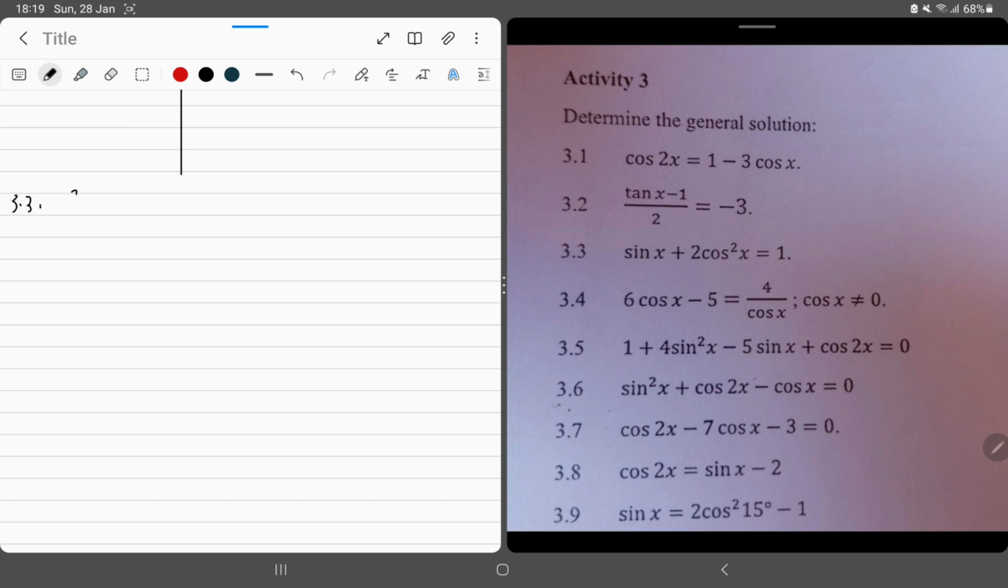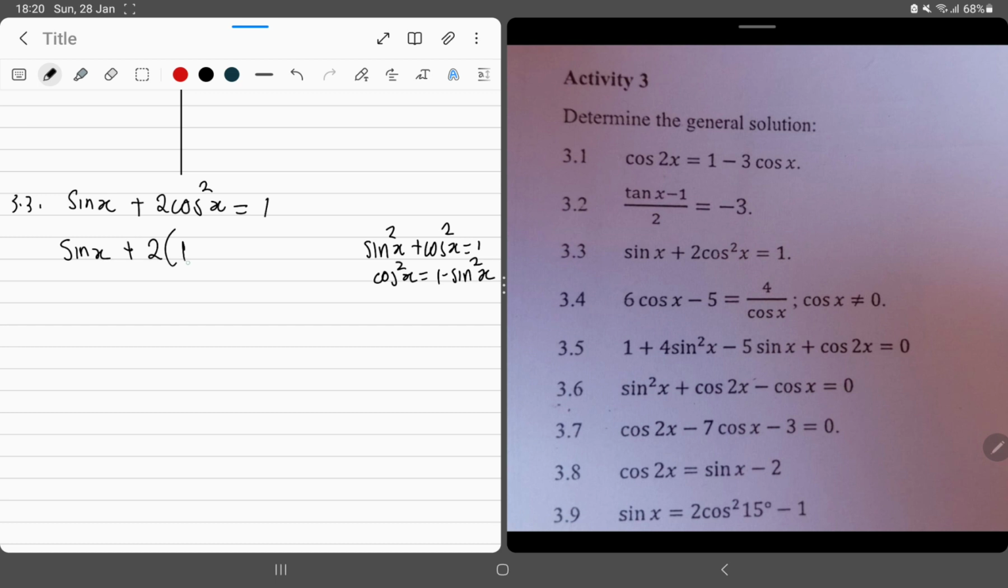3.3: sine of x plus 2 cos squared x is equal to 1. I have two different functions there, so I need to try and make them to be the same. That way I'll have a trinomial and then I'll find factors. So I know that sine squared x plus cos squared x is equal to 1. So cos squared x should be equal to 1 minus sine squared x.